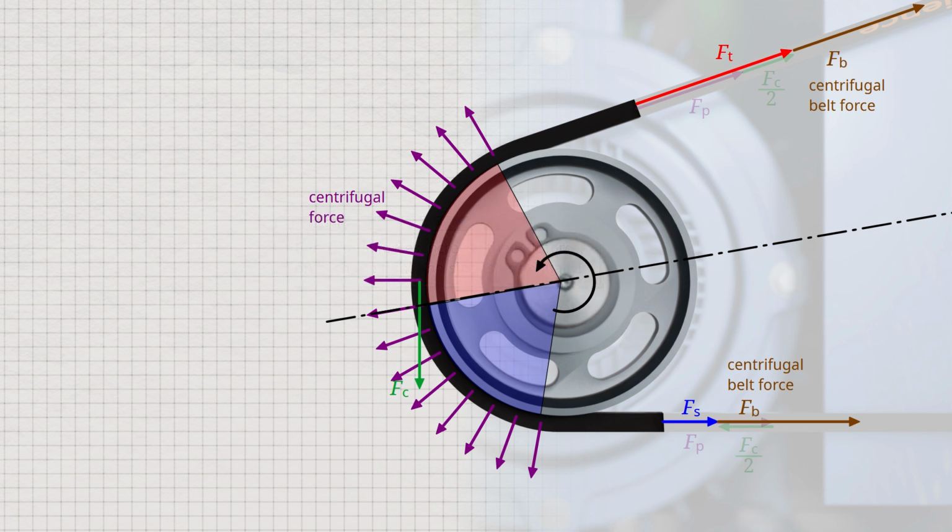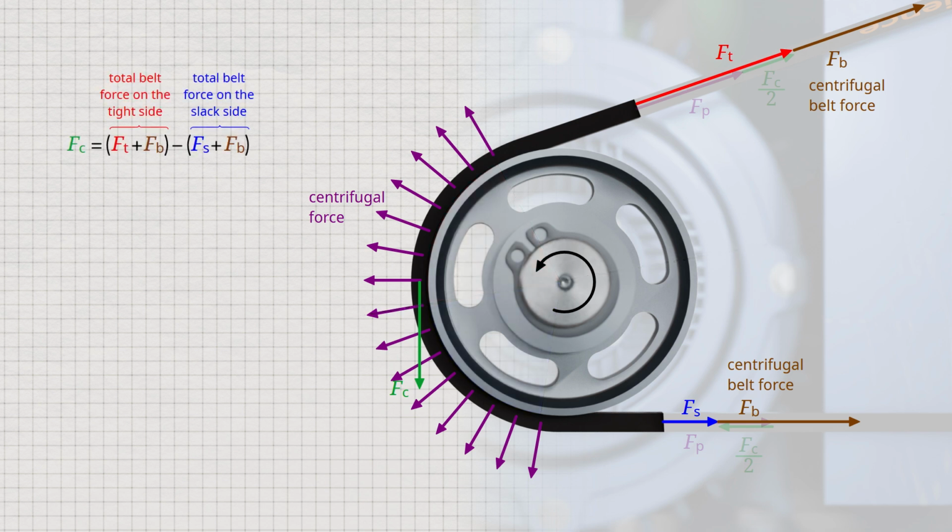The tight side force Ft and the slack side force Fs increase at high speeds by the amount of the centrifugal belt force Fb. However, the higher belt forces have no effect on the actual transmitted circumferential force Fc, as long as this force is less than the maximum transmittable circumferential force. This is evident when we determine the circumferential force from the difference between the two belt forces. We see that the centrifugal belt forces cancel each other out and are irrelevant to the transmitted circumferential force.